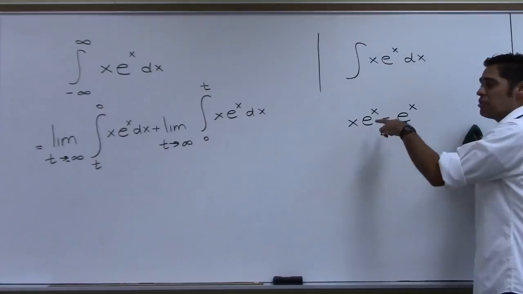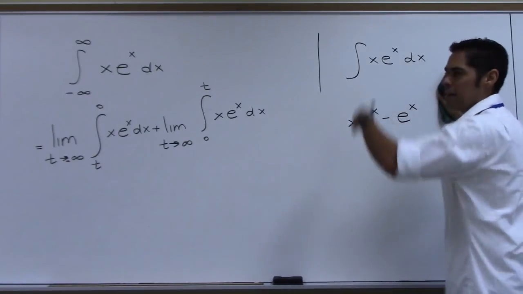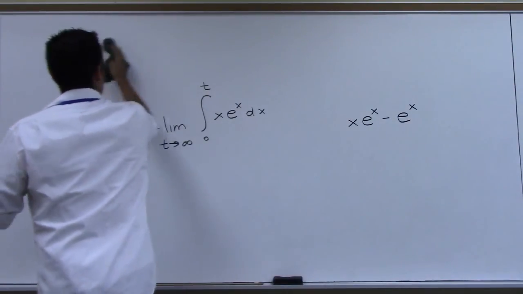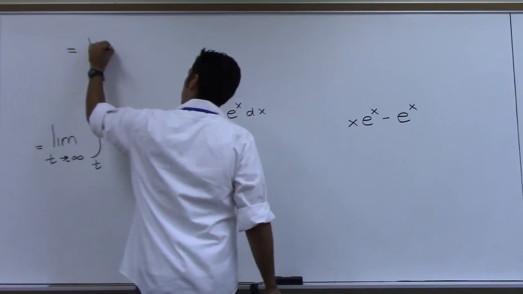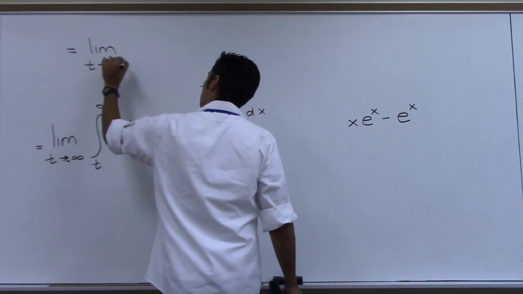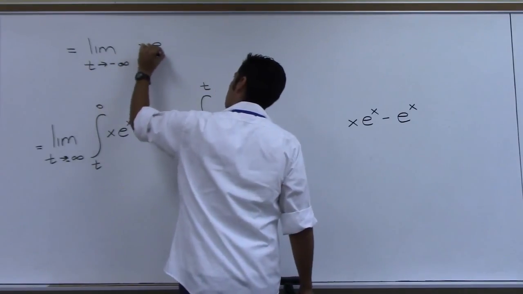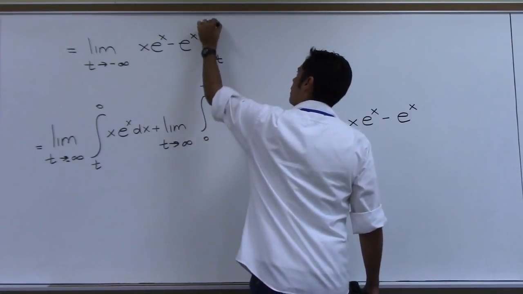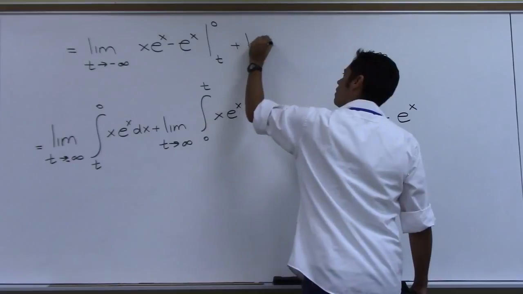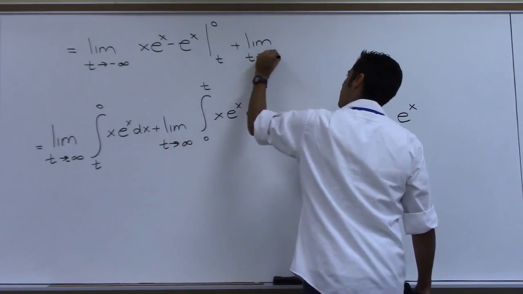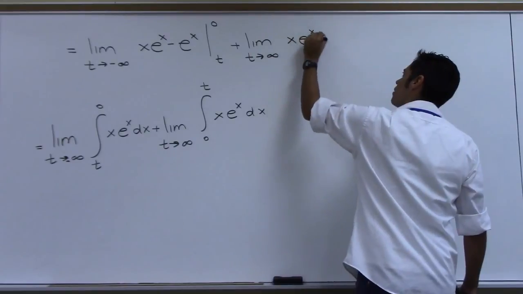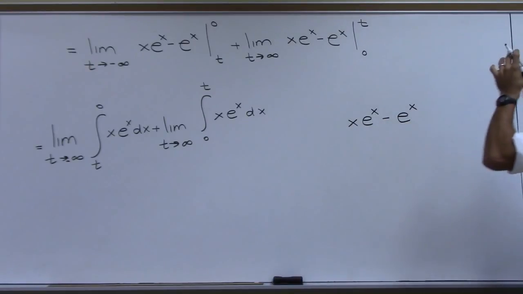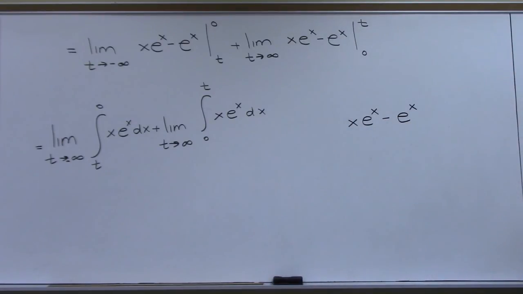And then each of those, I can actually use the antiderivative now, right? And then set up my little bar on the right side for the evaluation theorem. So this becomes limit as t goes to negative infinity of x e to the x minus e to the x evaluated here, plus limit as t goes to infinity of x e to the x minus e to the x evaluated 0 to t. Questions? Yes.